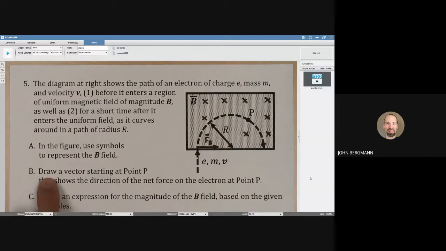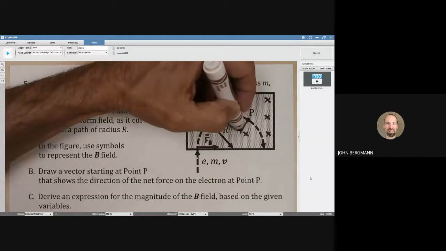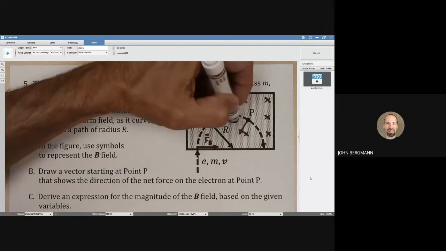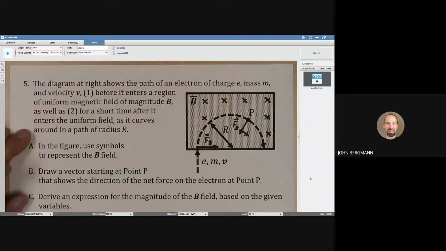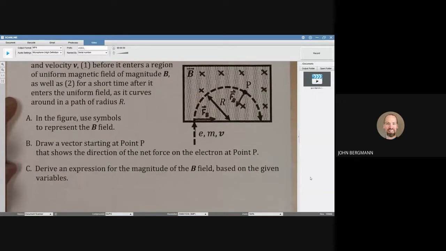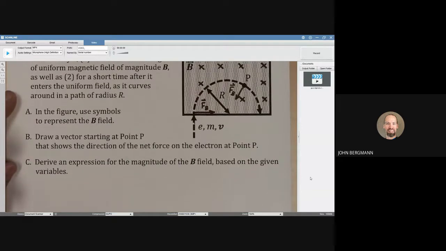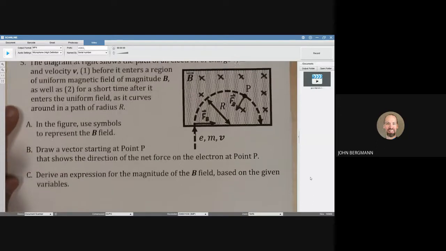Letter B. Draw a vector starting at point P that shows the direction of the net force on the electron at point P. Okay, well, similar to what we just did, it's always going to be toward the center, isn't it? That is, that F_B is a centripetal force, isn't it? In fact, magnetic force on a moving charge is always a centripetal force. Derive an expression for the magnitude of the B field based on the given variables.